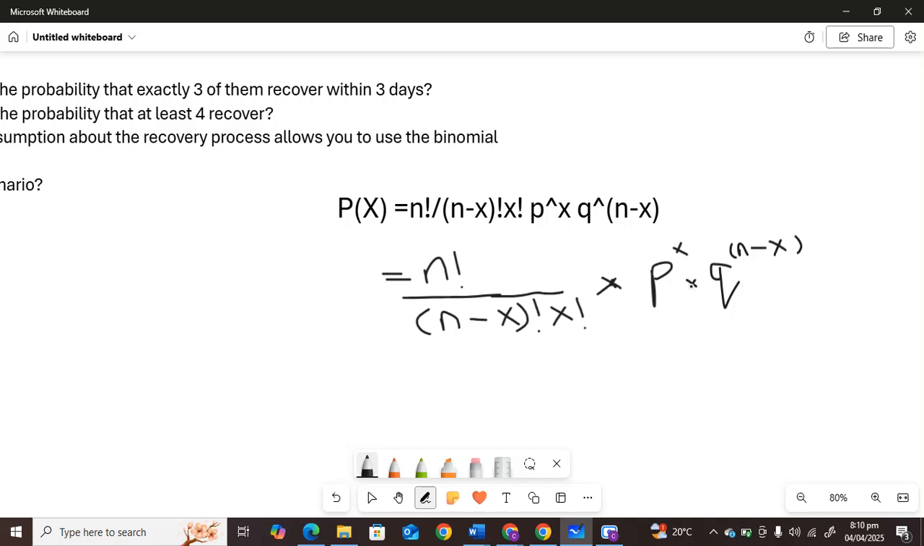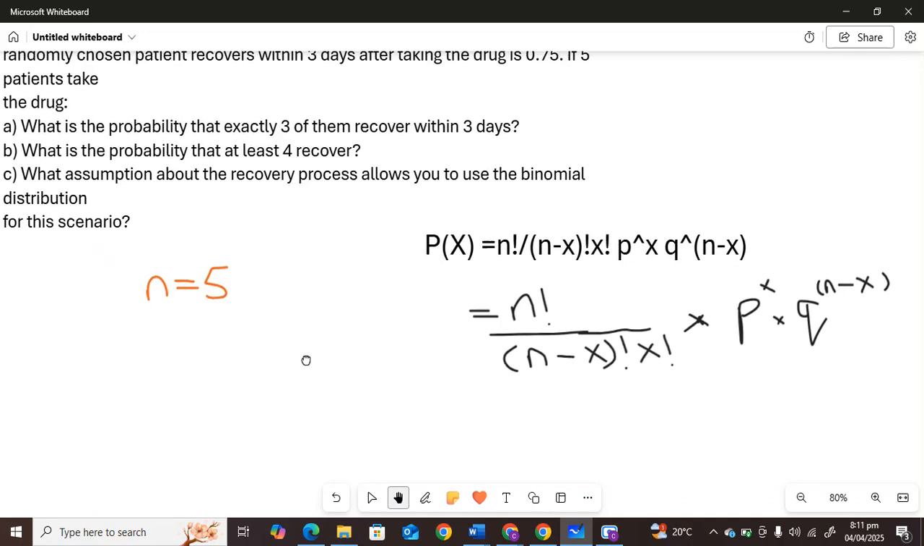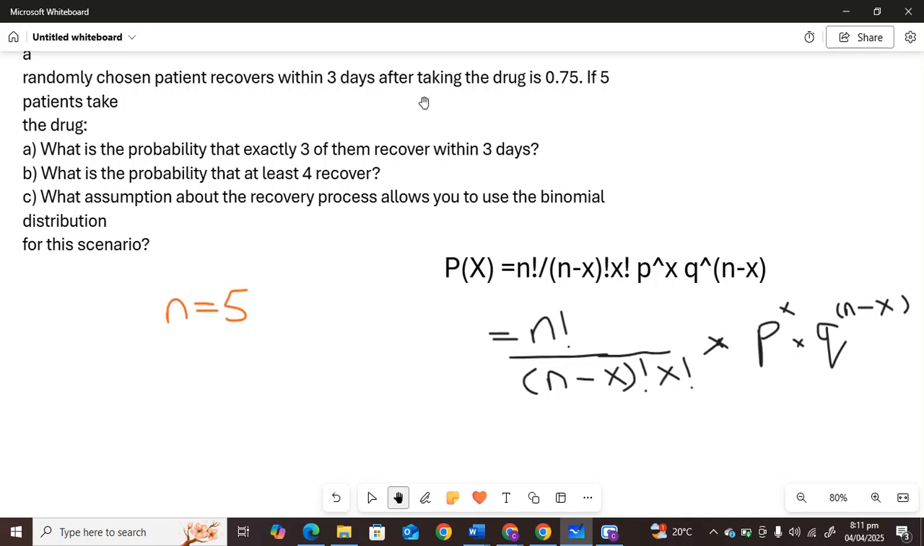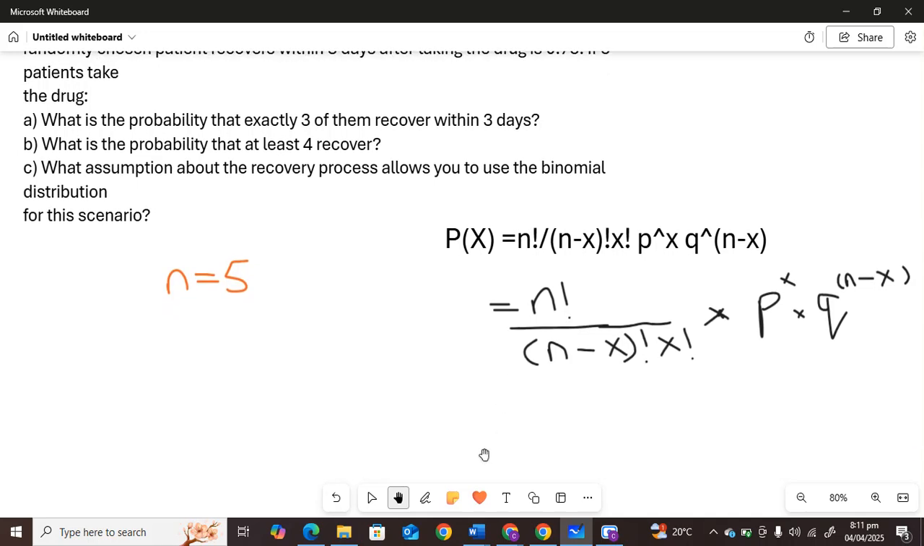So in this formula, n represents the number of people in the experiment. So in this case here, we said there's a total of 5 patients or 5 people who this experiment is being conducted with. They told us if 5 patients take the drug, so it means the total number of people in this experiment is 5. P represents the probability of the success.